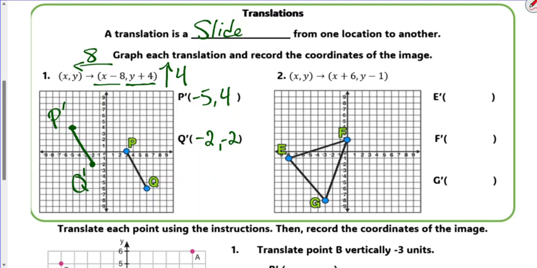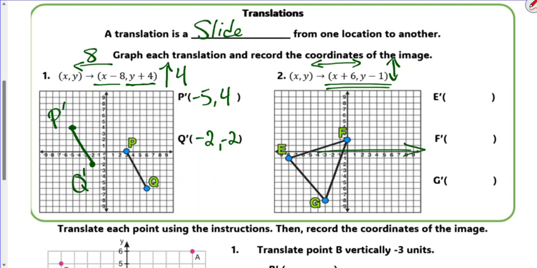Same kind of thing on this next one. We're looking at this triangle EFG, and we're going to take each of those points and move them based on those instructions. Again, the X tells you move left or right. The Y tells you move up or down. If it's a plus, that means you're adding to the X value. That means we're moving to the right.